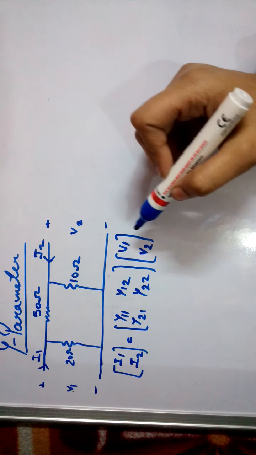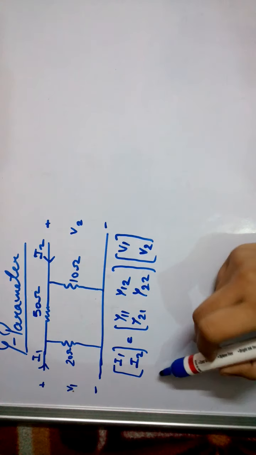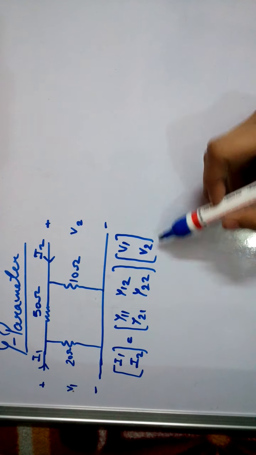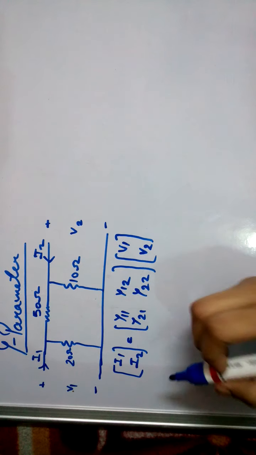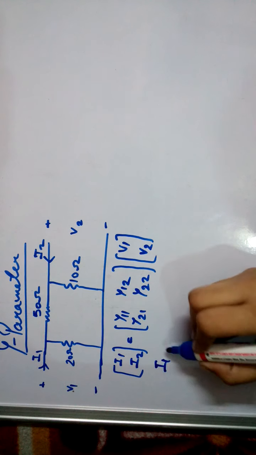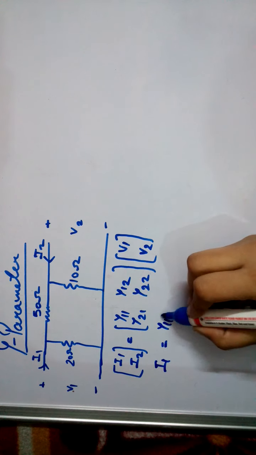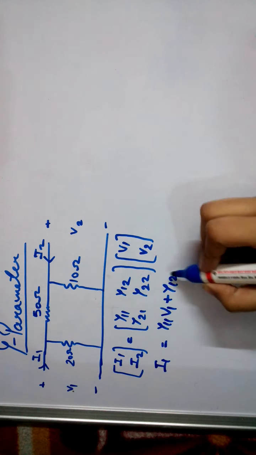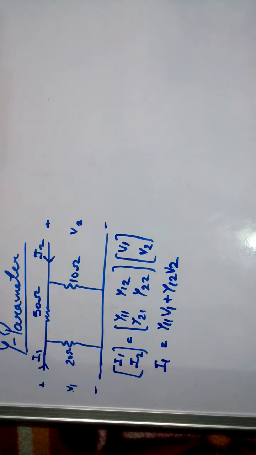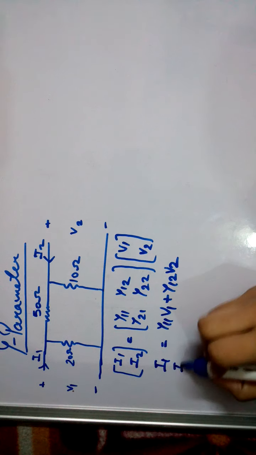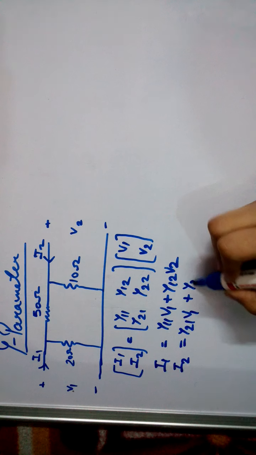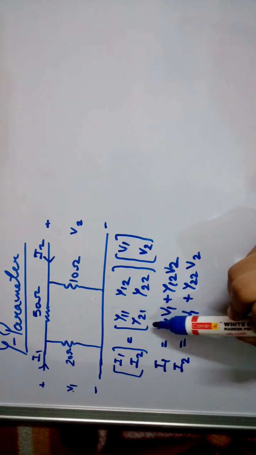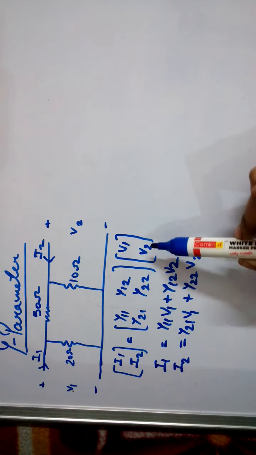Let's first write the Y parameter equation. Here the dependent variables are I1 and I2 and the independent variables are V1 and V2. Let's solve this matrix equation. I1 equals Y11 V1 plus Y12 V2. I hope you know matrix multiplication, hence solve further. I2 equals Y21 V1 plus Y22 V2.